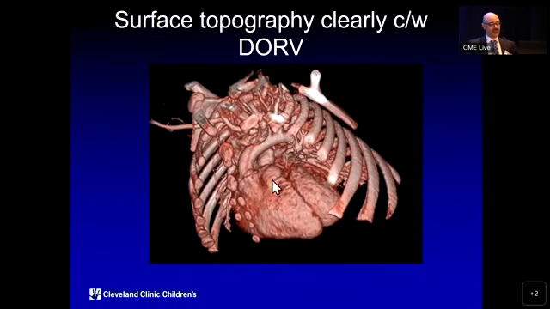When I look at the surface topography, this is finally a double outlet right ventricle that everybody in this room would call double outlet right ventricle, because I am tired of the 50-50. Is this DORV? Is this not DORV? When I get a DORV that everybody calls a DORV, I'm just happy. Anyway, this is a DORV that everybody will call a DORV, as you can clearly tell from the surface topography.